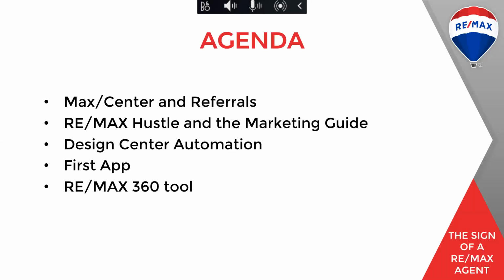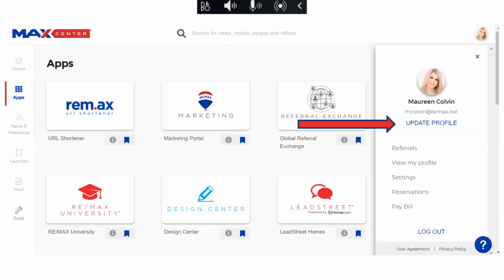I'm going to go over the first app and show you some of the benefits of that, as well as the Remax 360 tool, which is all about virtual showings. So I will do this live, but just because you're going to get this document following this presentation, I wanted to put it in print here so that you could follow the directions if you have to go back and do it later. Basically, you're going to sign into your Max Center profile using your Remax.net credentials.